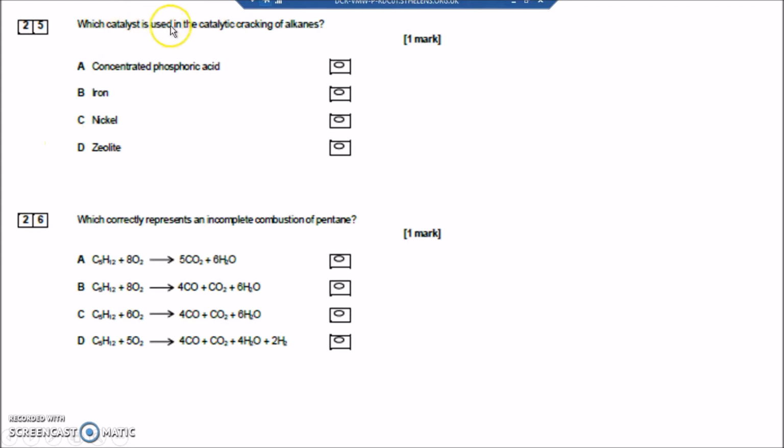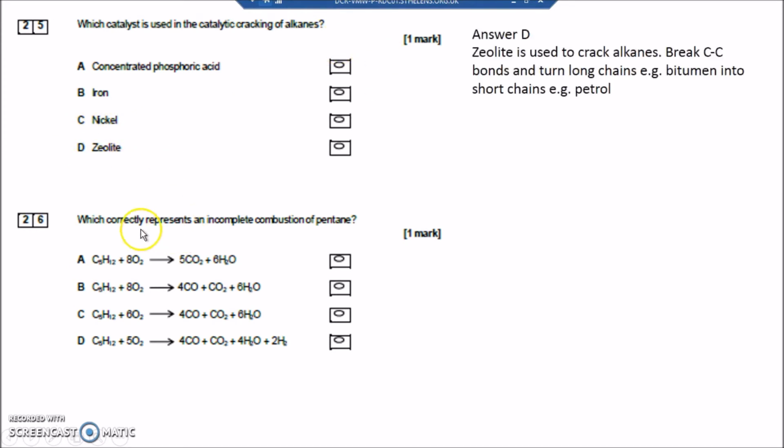Question 25. Which catalyst is used in the catalytic cracking of alkanes, so making long chains into shorter chains? The answer is zeolite. That's just something to learn.